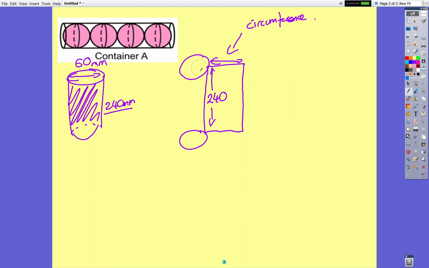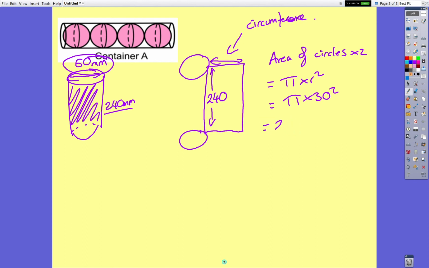Now first of all, before we do anything to do with this rectangle, because that's quite difficult to understand, let's work out the area of my two circles. So area of circles times 2. We know that it's pi times r squared. So we've got pi times 30 squared. Be careful, because that there is the diameter. So we do pi times 30 squared, which gives me an answer of 2,827.433388. And again, millimeters squared.